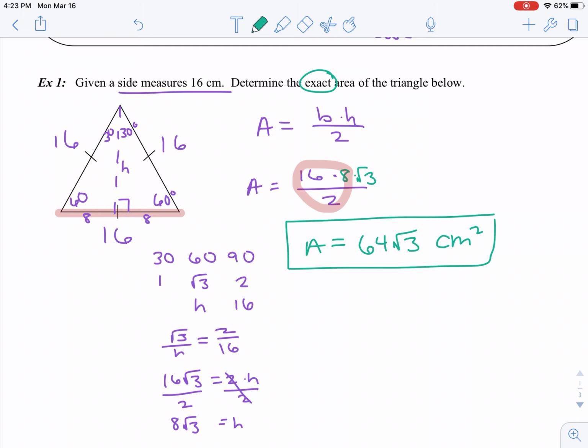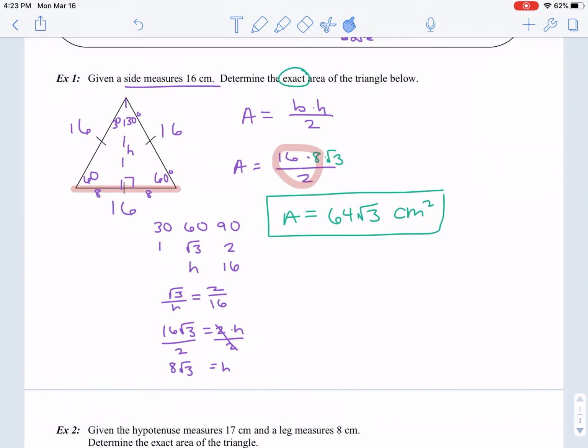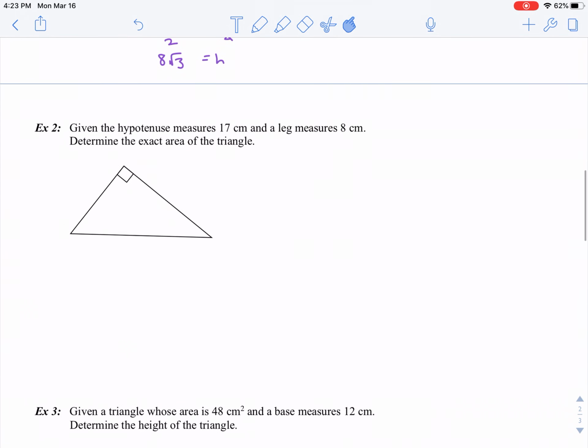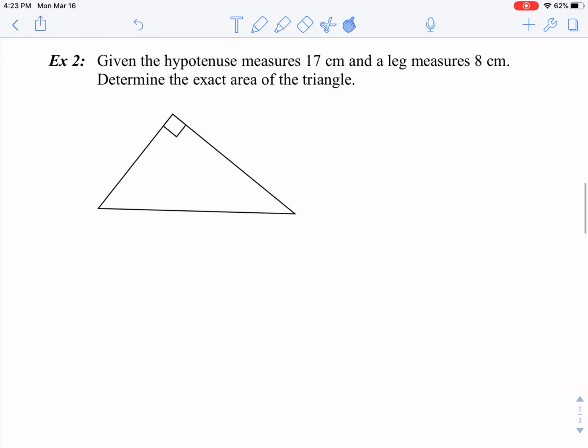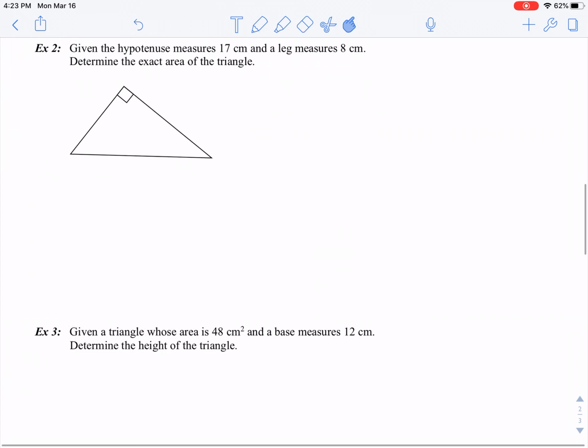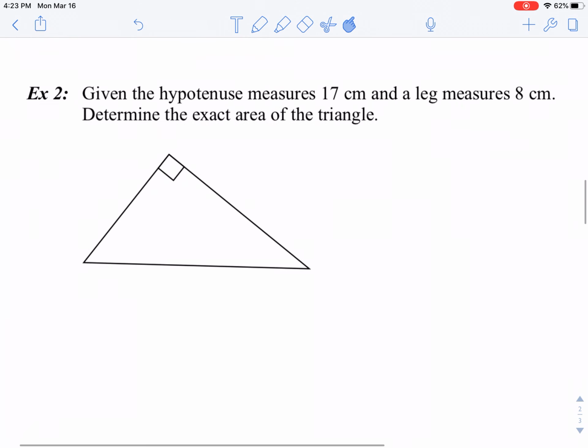So again, none of this is really a brand new idea for us, but we are bringing in all of the previous knowledge we have that helps us be able to tackle new problems because of our right triangle trig. I think we are going to look at 2 more problems. Yeah, that's right. So let's take a look at this one.